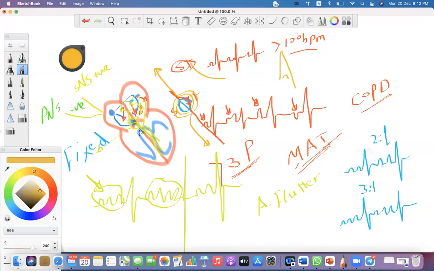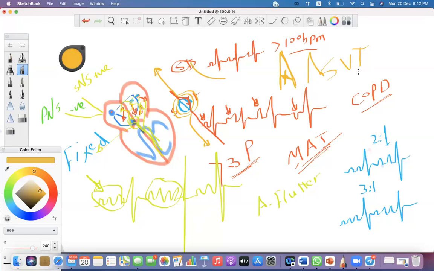So in the atria, this form of arrhythmia is called SVT, supraventricular tachycardia, in which you will not see a P wave. There is absence of P wave. You will just see a QRS complex, and it will be narrow because this re-entry circuit is regular. So you'll see narrow QRS complexes, tachycardic, with absence of P waves.